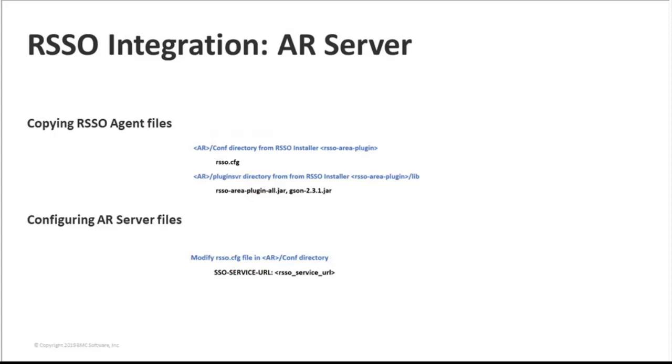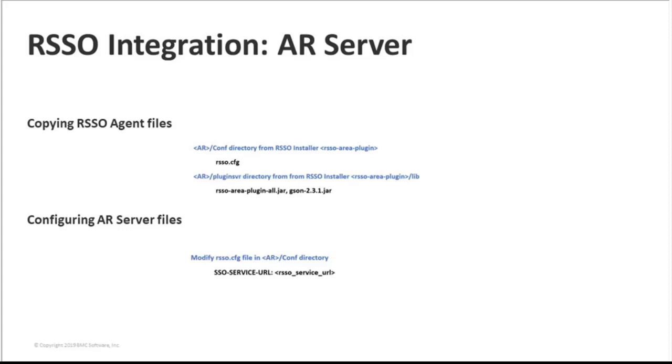The RSSO.cfg file has this SSO service URL parameter that needs to be populated with the SSO URL. The reason we need this parameter is that once Midtier redirects to RSSO for authentication, and once the user is authenticated, it needs to be authorized. And Remedy SSO cannot authorize the user; it can only authenticate the user.